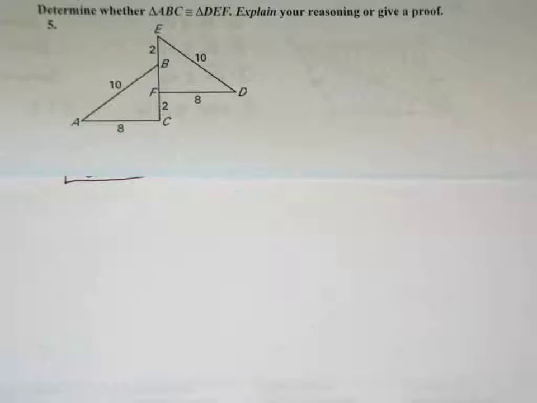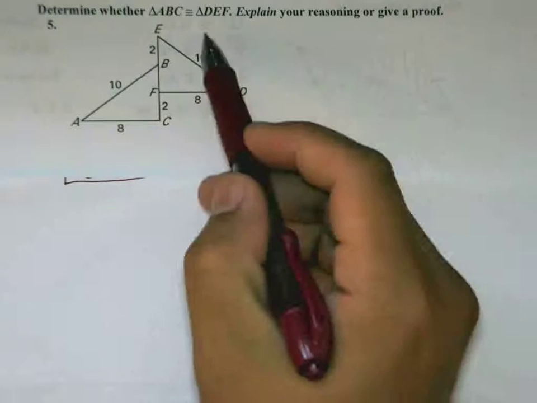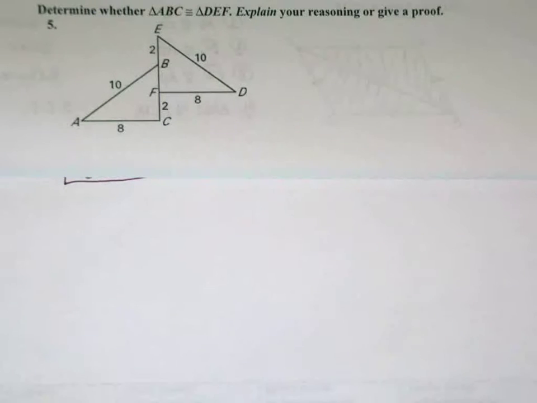Hello geometry students, and welcome to the continuing lesson on the side postulate. And here we have a problem that says determine whether triangle ABC is congruent to triangle DEF and explain your reasoning or give a proof. This is somewhat of a different problem than what we've seen before. We don't know if it's congruent yet. We're not asked to prove that it's congruent because we don't know if it is. We're just going to look at this and see if it is.